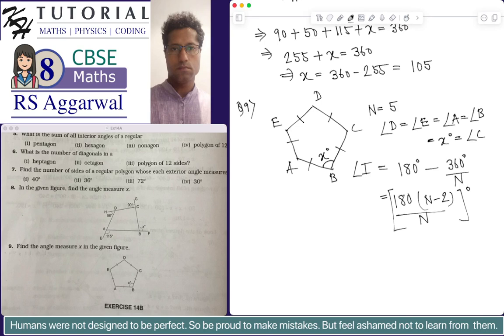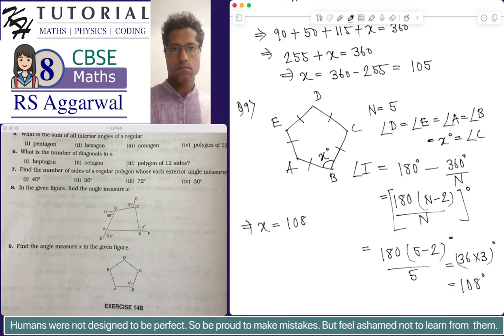Now for this figure we know n is 5. So this will be equal to 180 multiplied by 5 minus 2 divided by 5, this much degree. This is equal to 36 multiplied by 3, this much degree. This is equal to 108 degree. So this means that x is equal to 108.